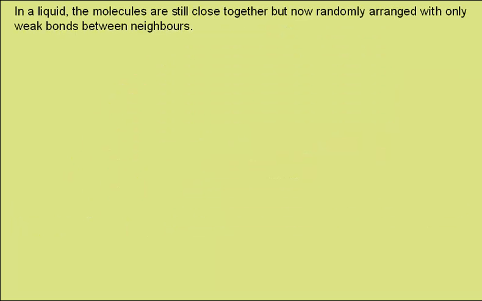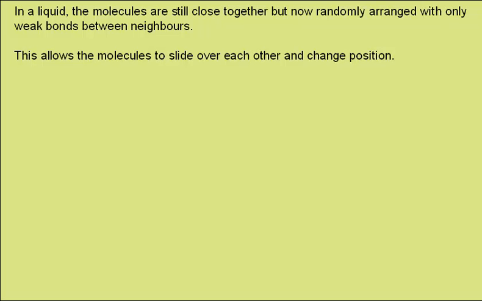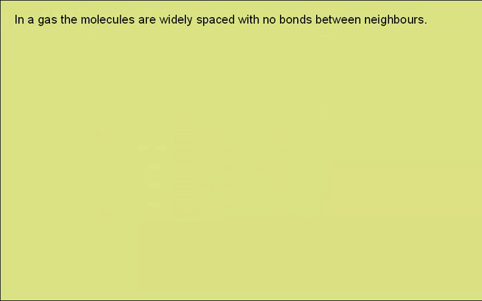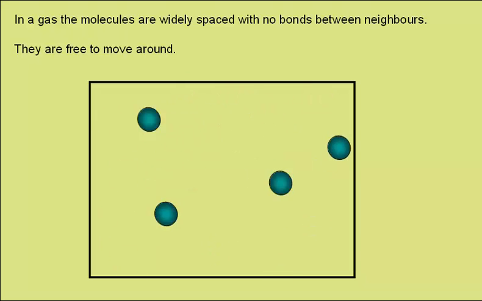In a liquid, the molecules are still close together, but now randomly arranged, with only very weak bonds between the neighbours. This allows the molecules to slide over each other and change position, taking the shape of the container, something like this. In a gas, the molecules are widely spaced, with no bonds between neighbours. They're free to move around and fill their container, something like this.